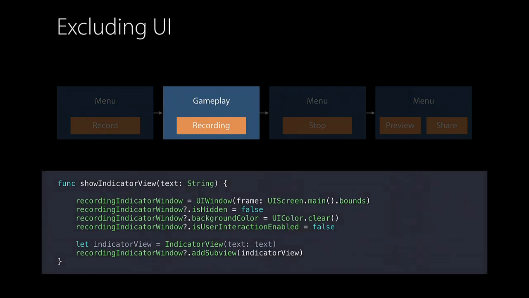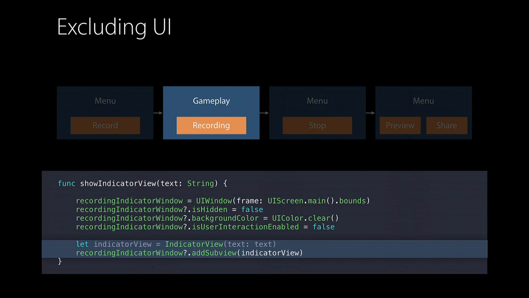As I mentioned in the video, the indicator was not included in the recording. This is because ReplayKit will only record the application's main window. Therefore, I'm going to create a new UI window, and then the indicator view. The indicator view will be your responsibility to create. This is because now you can make it match the style of your game.